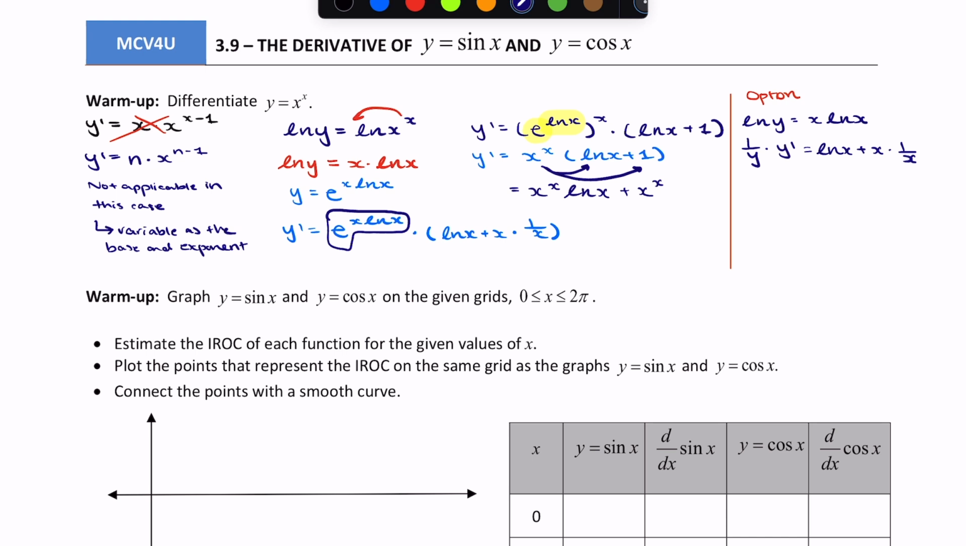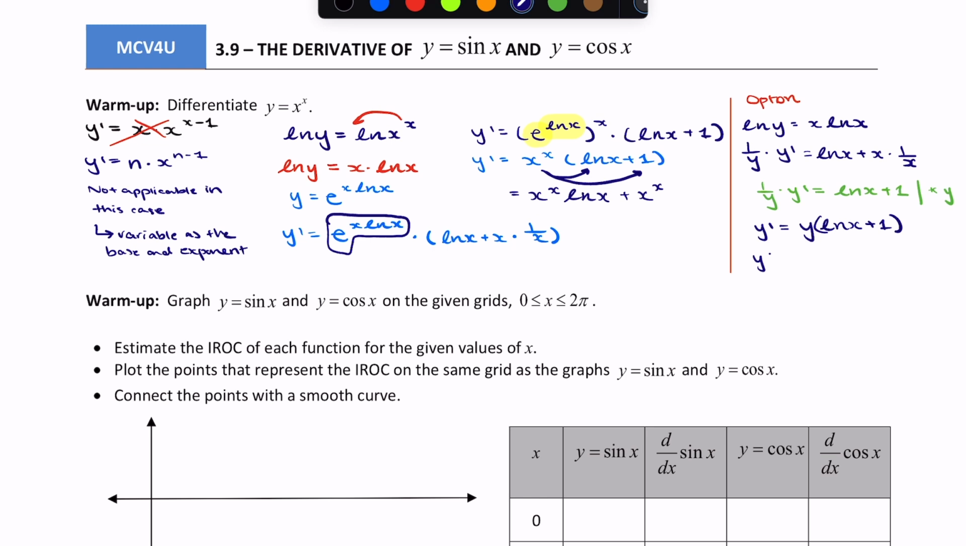And here, let's just rewrite this. We have 1 over y times y prime is equal to ln x plus 1. And if we multiply everything by y, then we'll be left here with y prime is equal to y times ln x plus 1. Here we know that y is equal to x to the power of x, so we can replace that. So y prime is equal to x to the power of x times ln x plus 1, which is the same as the derivative we found using the first option.